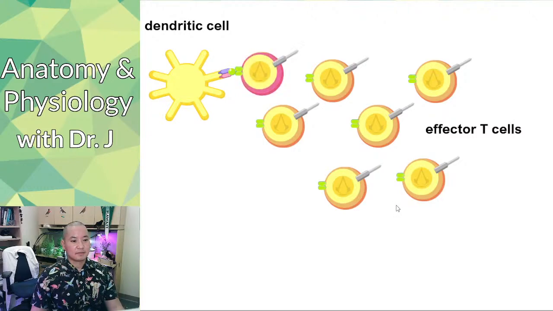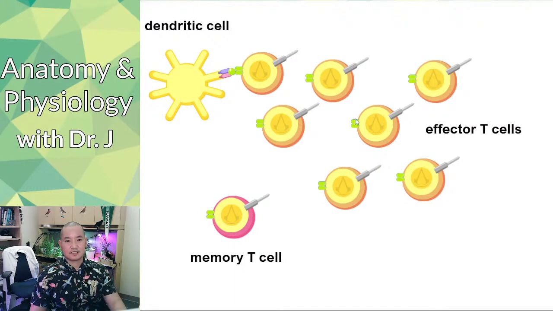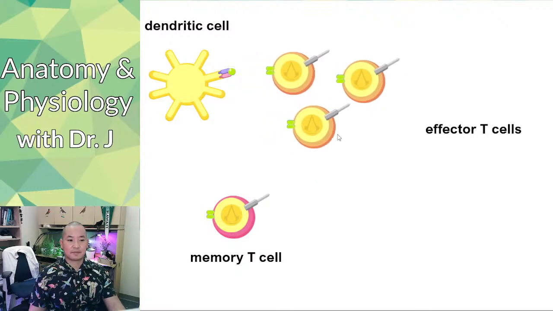any sources of this antigen. But the thing is that not all the cells that proliferate from this initial activation go off to battle. Some of them hang back. So we call these memory T cells because they're not going out to carry out the cytotoxic effects. They're just going to hang back.